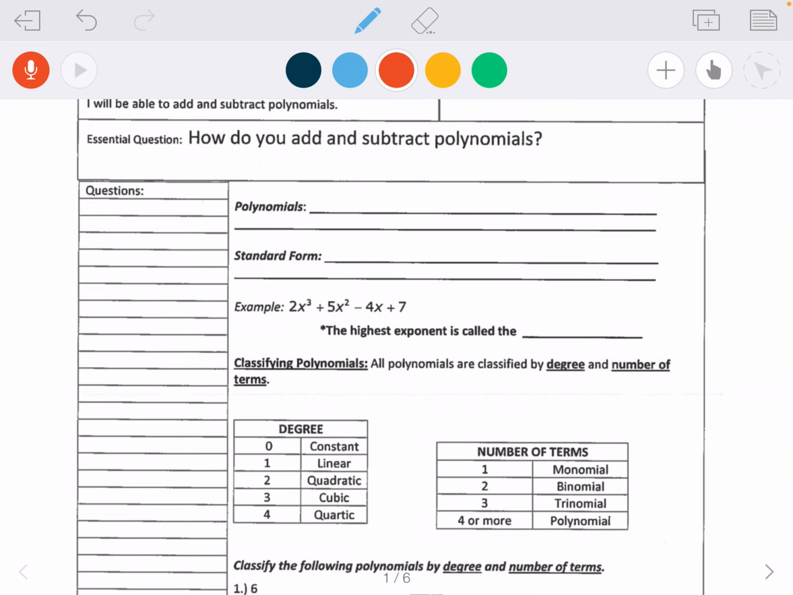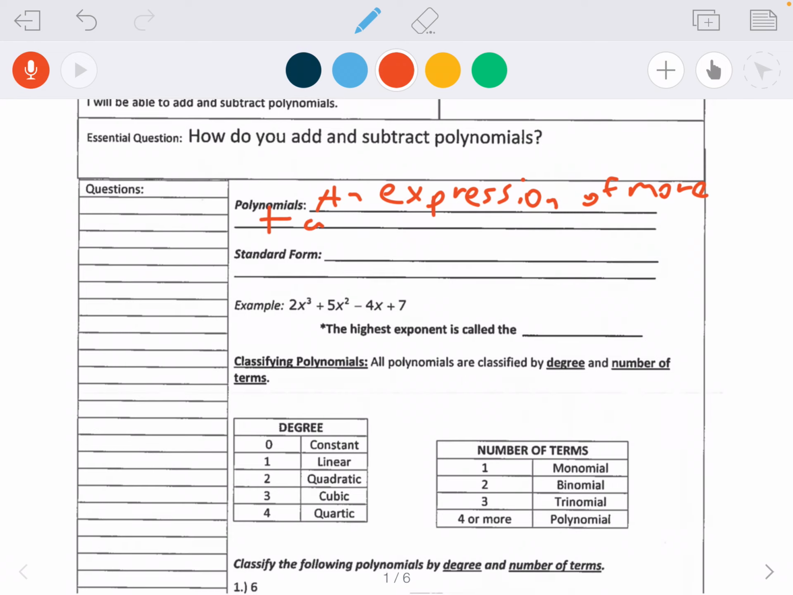and classifying polynomials. So there's going to be a lot that's going on in this video. But first we're just going to start with what are polynomials and how do you order them in your answer. So first of all, polynomials, they are an expression of more than two algebraic terms. Excuse my bad handwriting, it's hard to write with this stylus. More than two algebraic terms. And we'll get into it a little bit more here in a second.